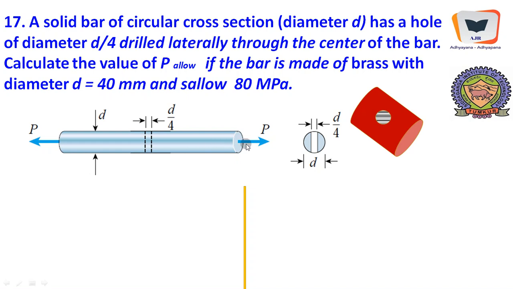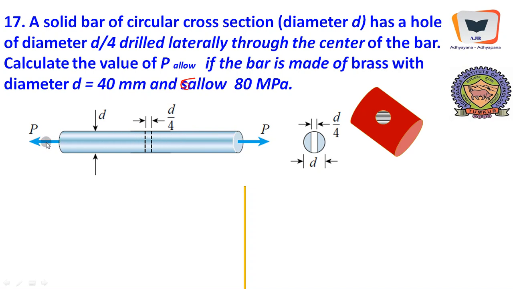Calculate the value of P allowable if the bar is made out of brass with the diameter d equal to 40 millimeter, and sigma allowable value being 80 MPa. Okay, and P allowable, we need to find out the allowable load over here, and the diameter given to be 40 millimeter, and this is sigma allowable, this is equal to 80 MPa. So there we stand, and we will continue with the problem.